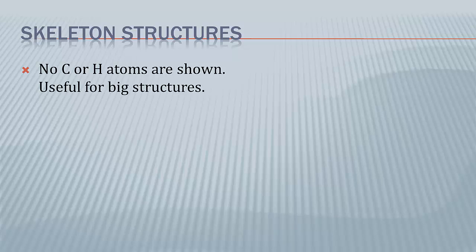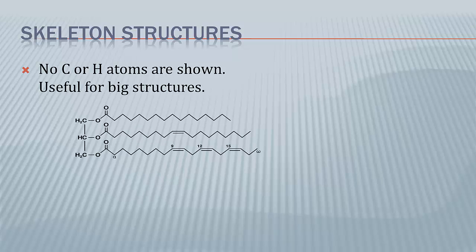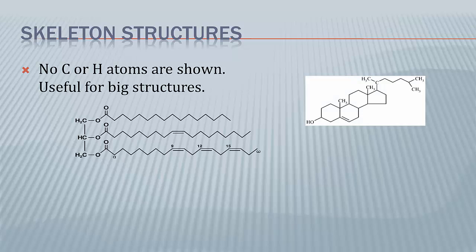The last type of structure we look at is affectionately called a skeleton structure, and they're most common for very large molecules. No carbon or hydrogen atoms are shown in skeleton structures, so they're very useful for very large structures like this fat molecule. As you can see, the zigzag structure on this molecule has no atoms in it. Every corner of the zigzag represents a carbon atom, with its 2 hydrogens bonded to it as well, so they're omitted just to make the molecule a bit tidier.